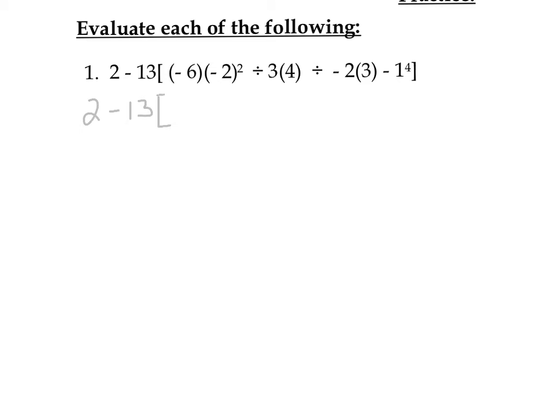Brackets. Okay, negative 6 times negative 2 squared. So first I have to do negative 2 squared, which is positive 4. And negative 6 times positive 4 is negative 24.